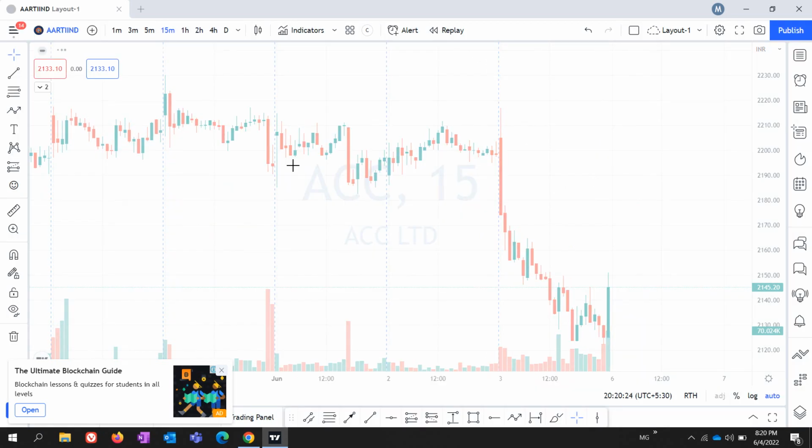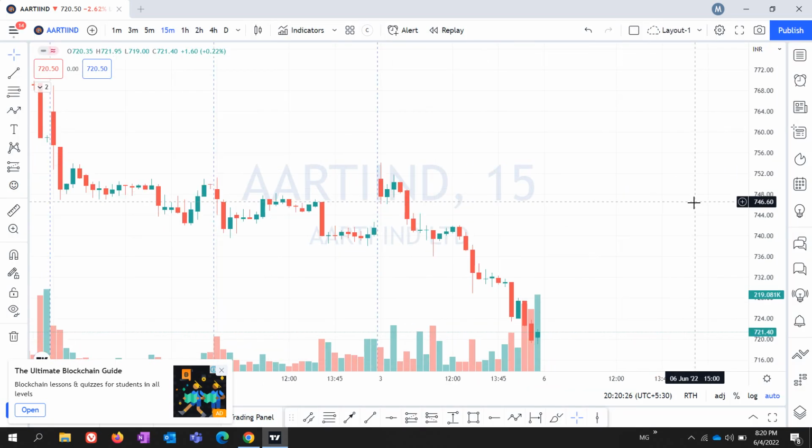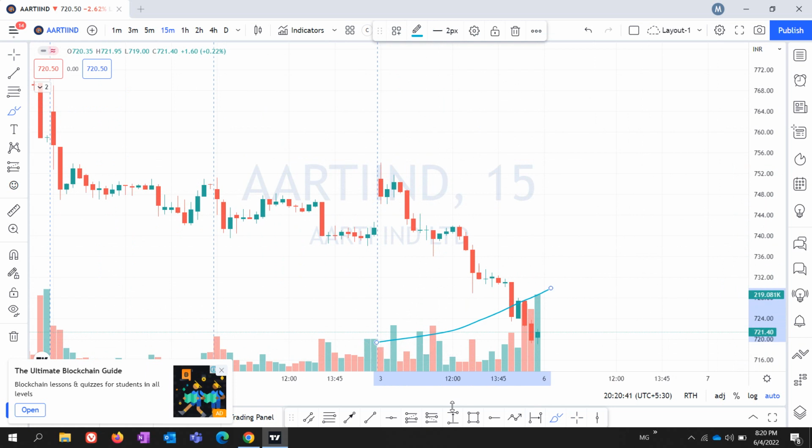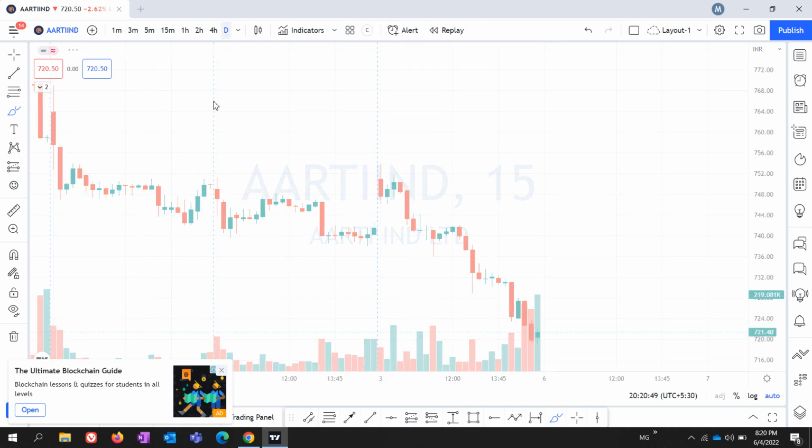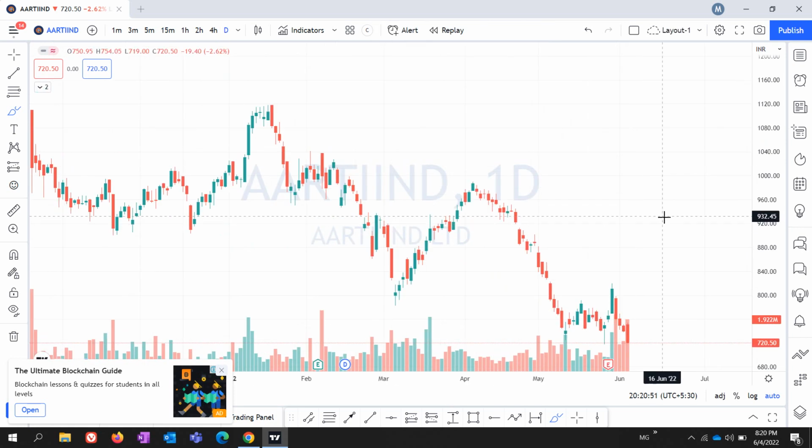So let's just check what kind of price action we could see over here. On the 15-minute time frame, if you see Aarti Industries, sharp selling for the entire session. In fact, towards the end of the session, volume is also increasing over here. So a good sign of a typical proper bearish trend. And let's just look at the daily time frame as well, what kind of price action it has exhibited.